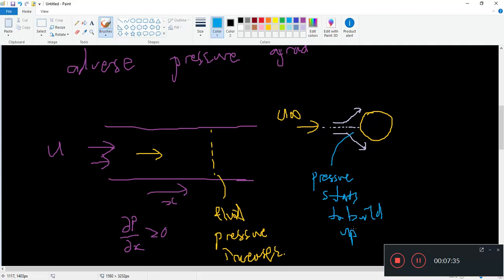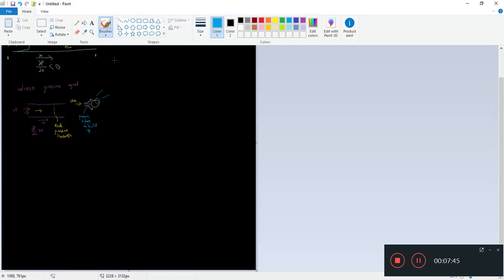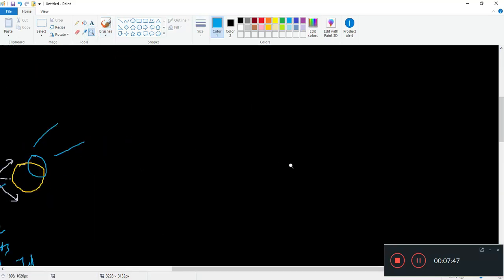Okay, pressure starts to build up over here. Alright, and also if you notice this part anyway, then if you see this part, and then we will have a curve of sorts. You'll have boundary layers like that.